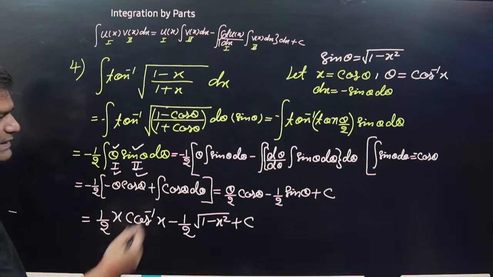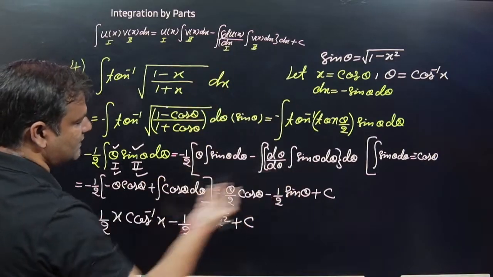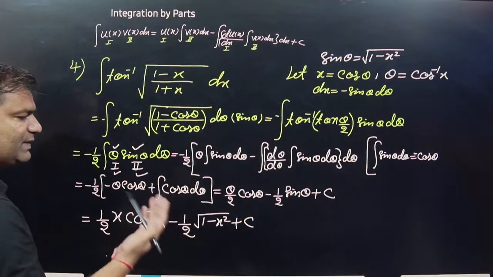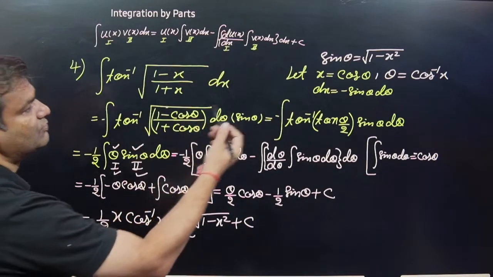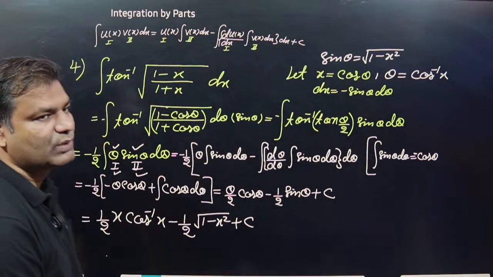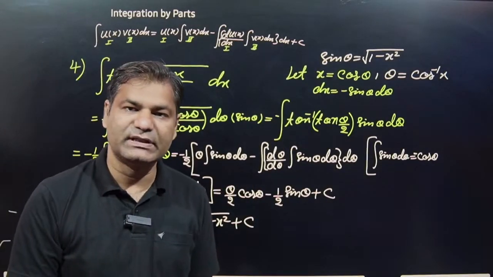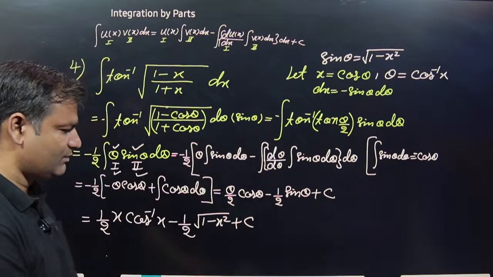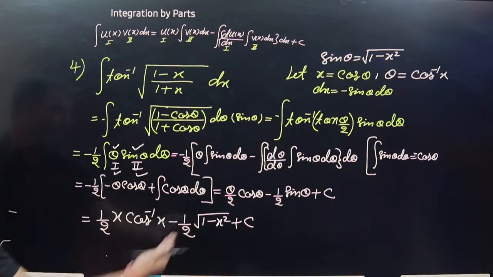Okay, after that you can apply that formula, and we got like that one, and finally theta replaced to cos inverse x and sin theta replaced to under root 1 minus x square, and cos theta replaced to x. Then put that value here and find the answer. Okay, I hope so clear.